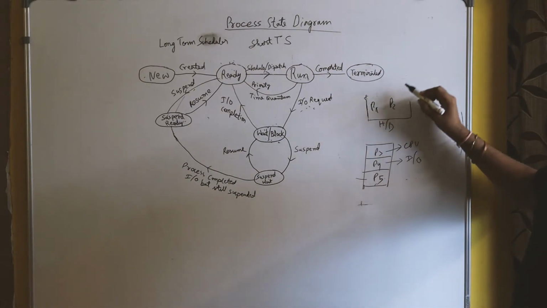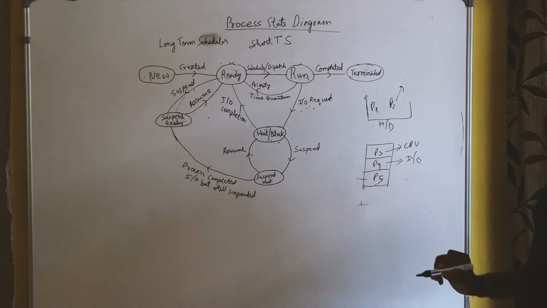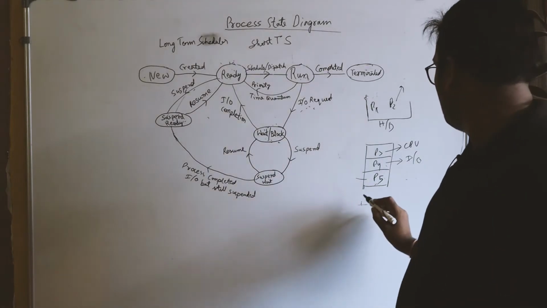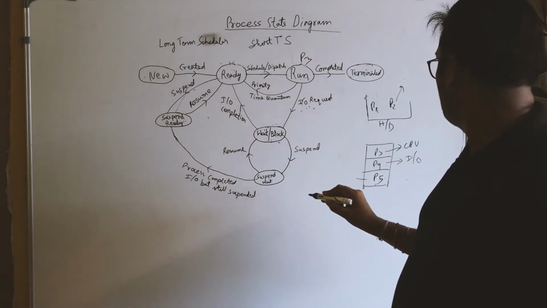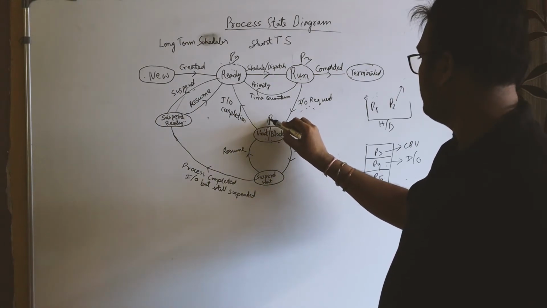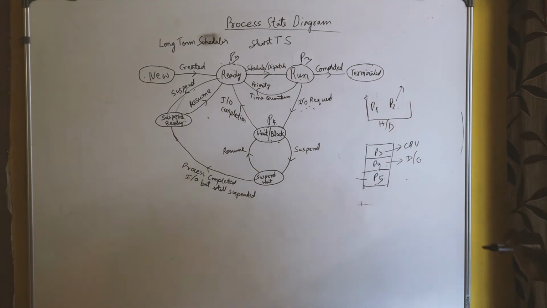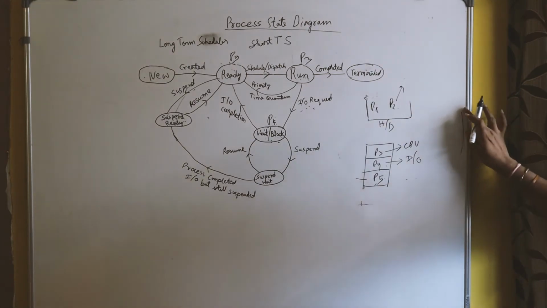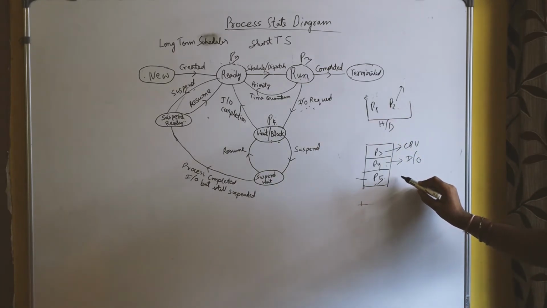Suppose the priority of P2 becomes high. Here P3 is in a running state, P5 is in a ready state, and P4 is in a wait block state. Okay, and suppose suddenly the priority of P2 becomes higher, then what will happen? So P2 will come to the RAM in order to get executed.